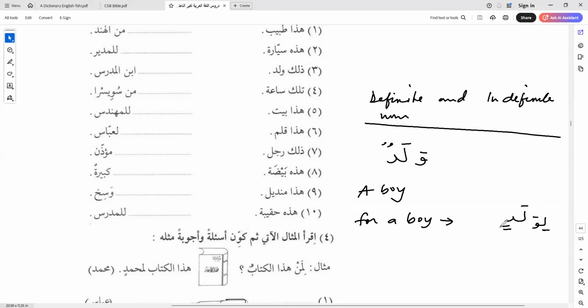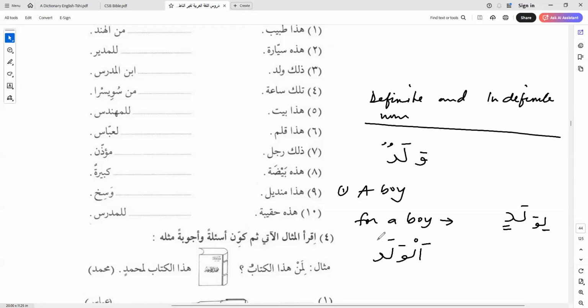And this is also something that you have to note. Li serves as a preposition. So when you attach it to a noun, the noun must end in kasra. But because the noun waladun is an indefinite noun, we have to end it with kasratain: li waladin.